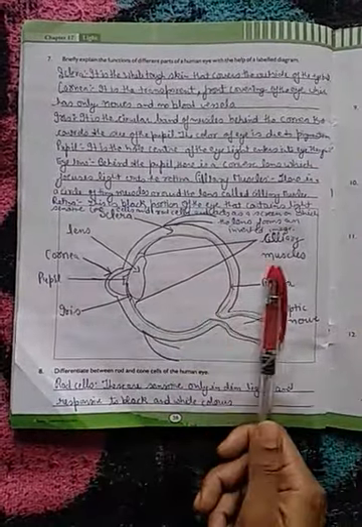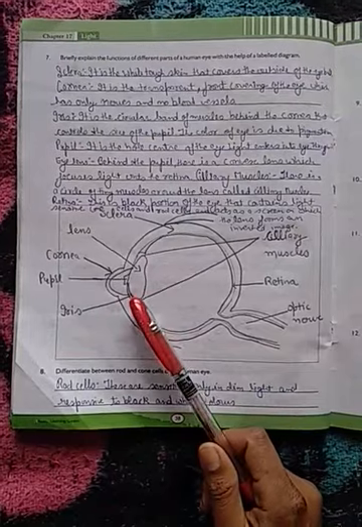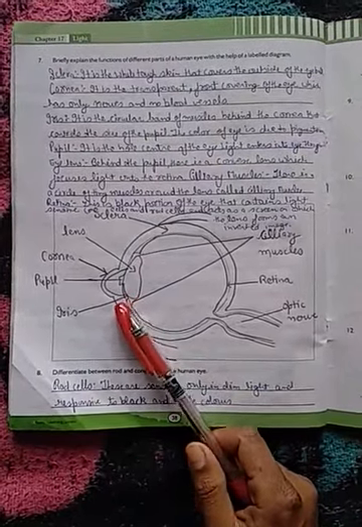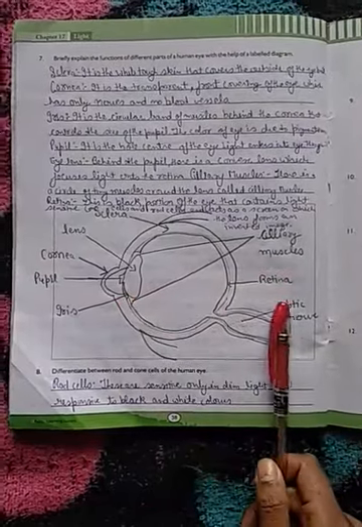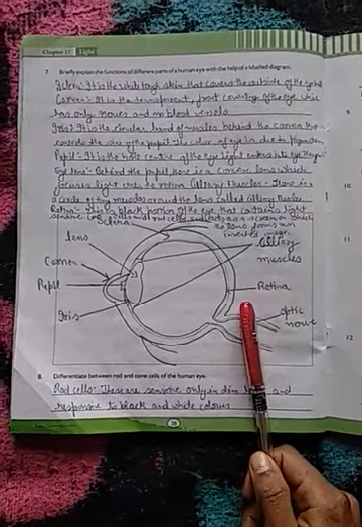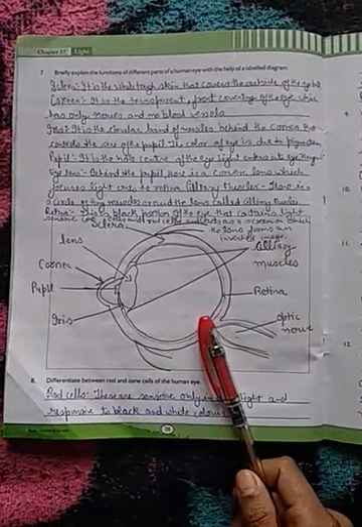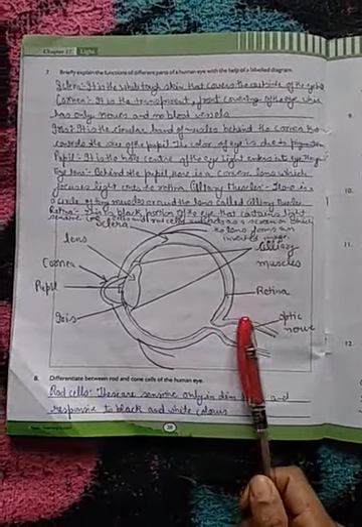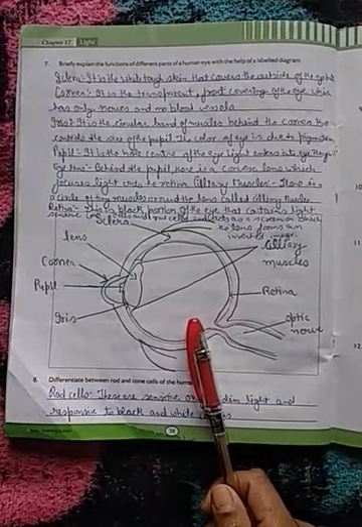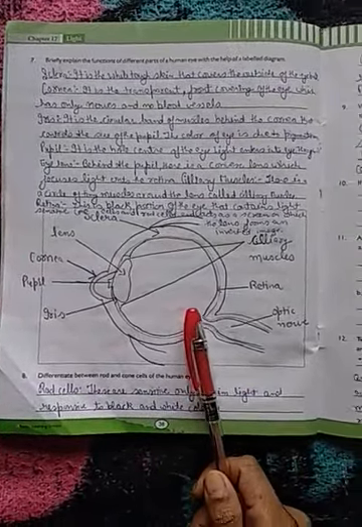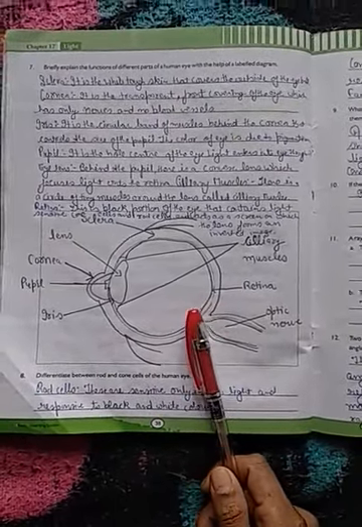After that, there are ciliary muscles which hold the lens, and the lens is a crystalline part which forms a very sharp and clear image on the wall of the retina. Retina is the platform where the image is formed, and it is very sensitive to light. Retina consists of two types of cells. First is rod cells and second is cone cells. Rod cells help us to see at night, whereas cone cells help us to see in the daytime.